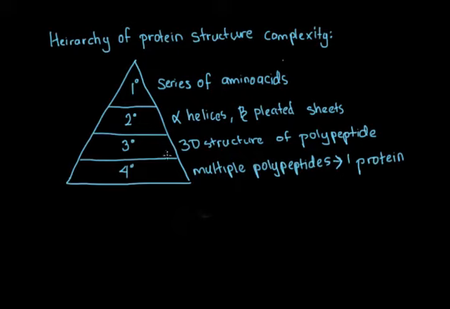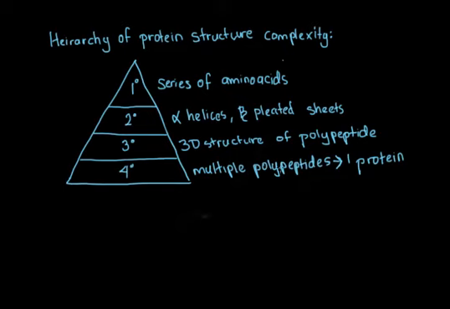For the tertiary structure, you have multiple alpha helices and beta pleated sheets that interact to form a 3D structure. This is the first time we see the 3D structure of the protein beginning to form. So this is the 3D structure of the polypeptide. For the quaternary structure, we see multiple 3D structures or polypeptides that interact with each other, forming one protein.